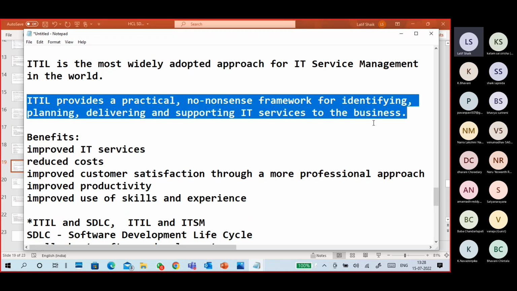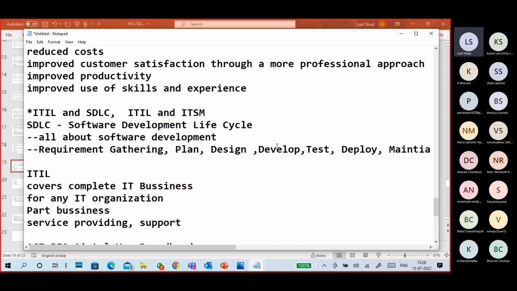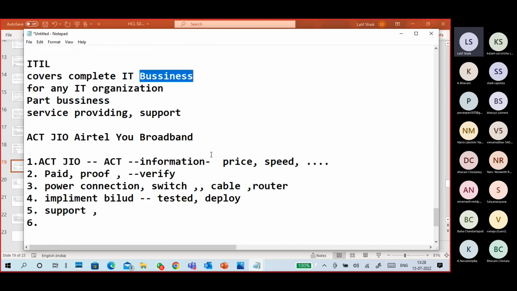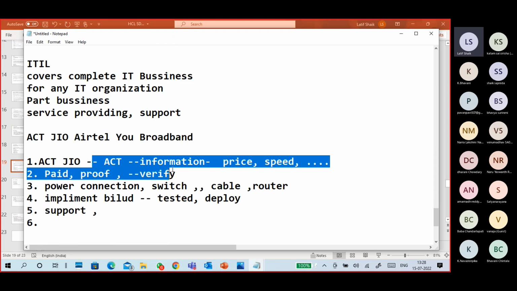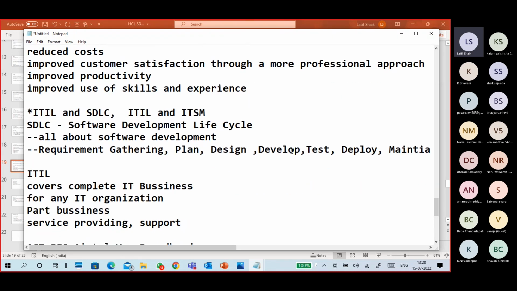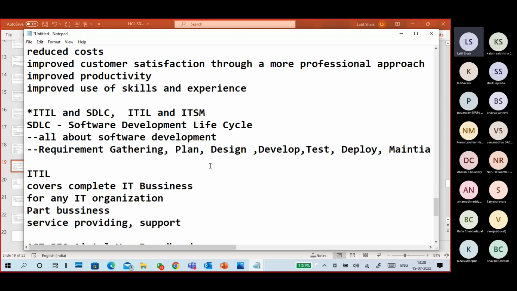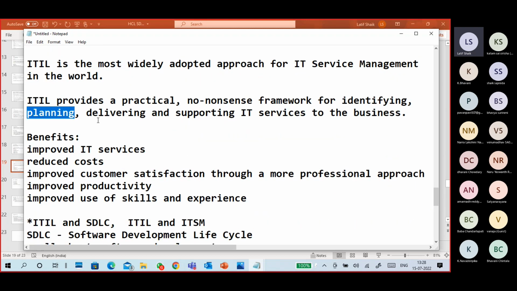ITIL provides a practical, no-nonsense framework for identifying, planning, delivering, and supporting. The important thing is, in ITIL we have to identify what kind of service or what kind of business it is. Look here. What is the service? Internet service. Identify the service. The customer requires an internet service. Identify this service. Plan. Planning it. Plan how to give the service to the customer. Delivering, give the service. And supporting after delivering it.